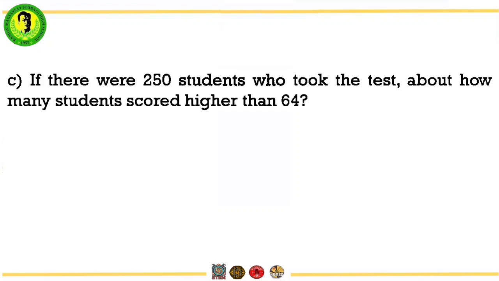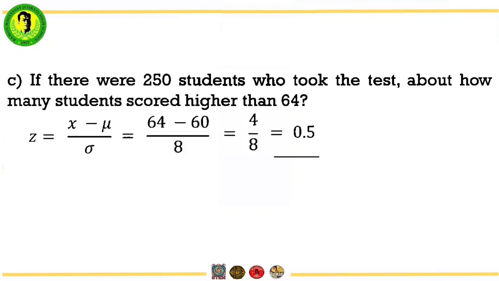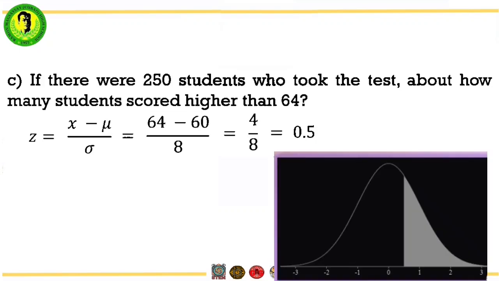This is above the mean. 64 is above the mean, so 64 minus 60 divided by 8 is 0.5. So what do we do with 0.5? So let's find the area under the normal curve of 0.5. The illustration for 0.5, above. So how many students got higher? So above, higher. So this is the illustration. So 0.5, then you will shade the right side, because we are asked to get the students who scored higher than 64.